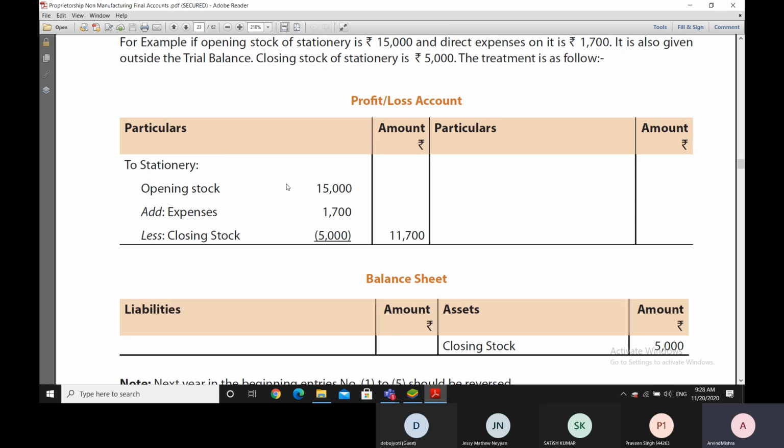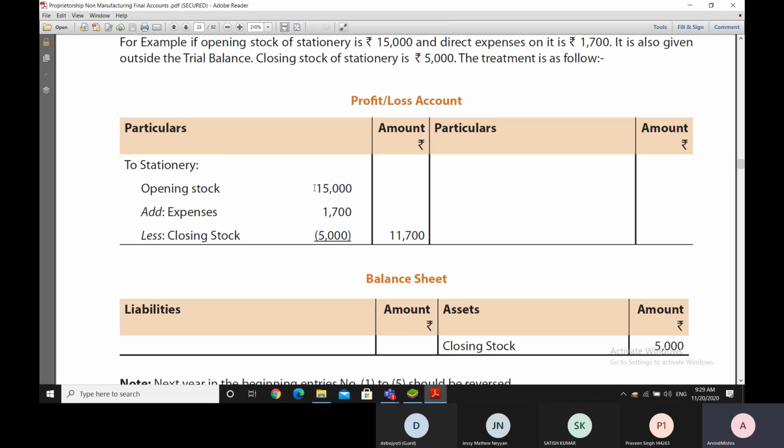And when we get that, we debit the profit and loss account with the amount incurred for the year of stationery which has been utilized, because stationery is something which is being used throughout the year. So at the beginning of the year, we are taking the opening stock of the stationery, which is same as the closing stock of the stationery of last year.